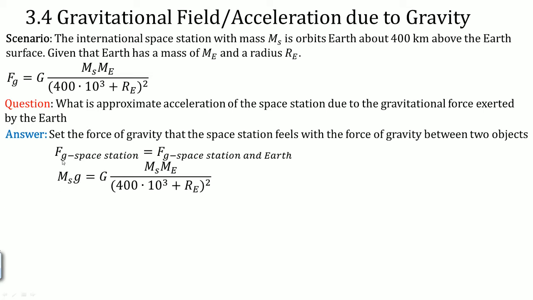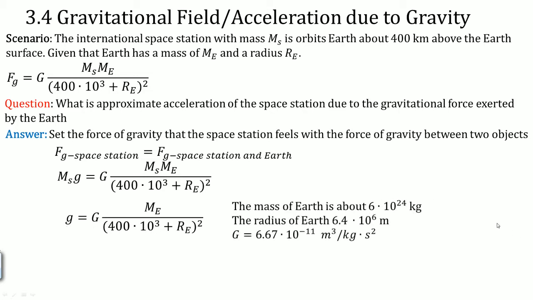So the force of gravity on the space station is just mass times acceleration, or here would be mass times the gravity. And the right hand side is that big M times m over r squared equation that gives us the planetary gravitational force. Okay, from here you can now divide the ms from both sides, canceling it. So this little g, which is the gravitational field, is defined by this. You can now plug in the values.